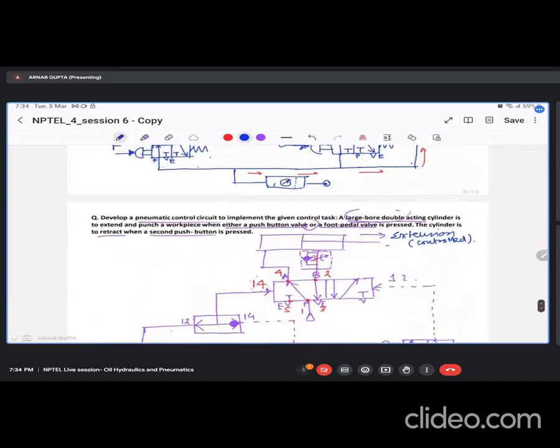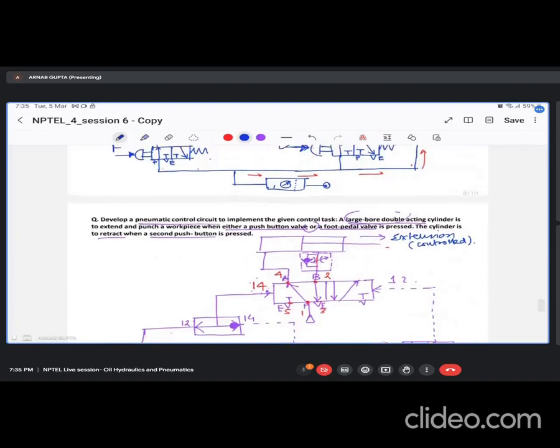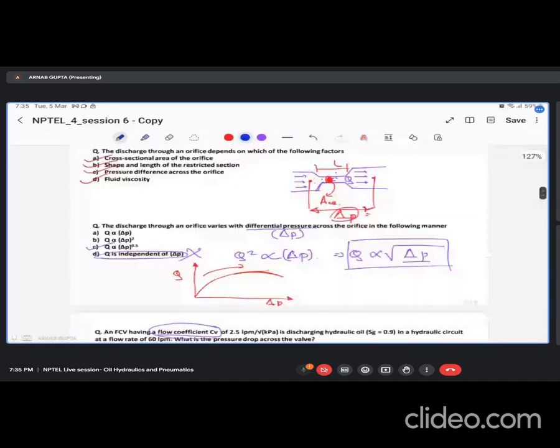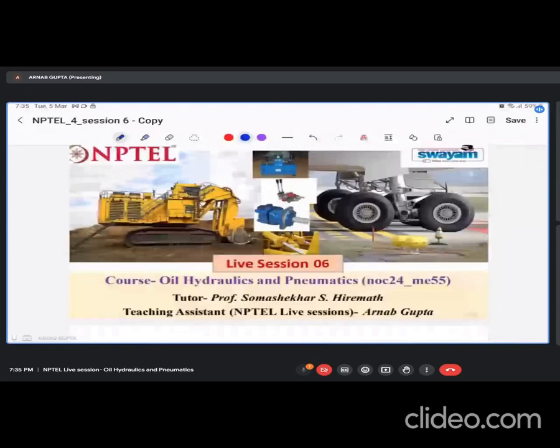Okay, so with that we come to the end of this particular session. If you are having any doubts, you can address them now. Do you have any doubts related to today's session, or any general query regarding valves, flow control valves, direction control valves, or pressure control valves? With this session, we are coming to an end of the valves chapter.